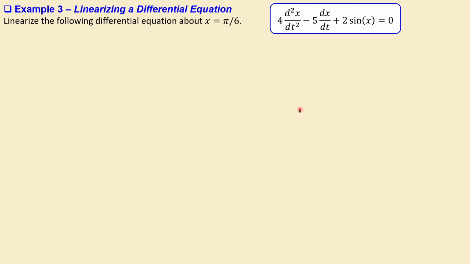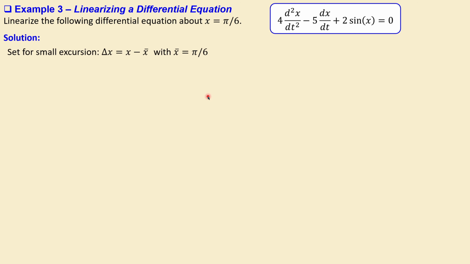Okay, let's move on to another example, because we have now seen two examples using just functions, and we have now a differential equation. This is also a nonlinear system equation or nonlinear differential equation, because we have 4 times d squared x over dt squared, but I have also a 2 times sine x, which is definitely nonlinear. What we want is to linearize this differential equation about this point x is equal to pi over 6. How do we do that?